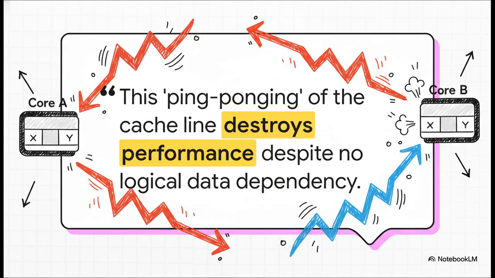Well, when Core A updates X, the MSI protocol kicks in and invalidates the entire 64-byte line for Core B, even though Y was never touched. So now Core B has to fetch the whole line again just to work on Y, which in turn invalidates the line for Core A. You get this furious, invisible ping-ponging of the cache line back and forth that can absolutely murder your performance, even though your 2 pieces of code have zero logical reason to interfere with each other.